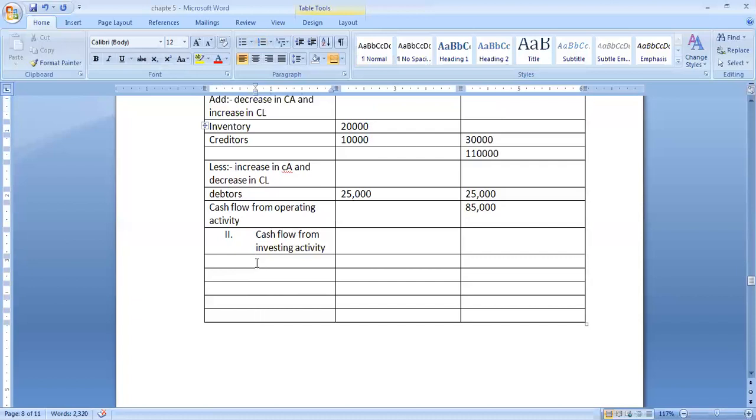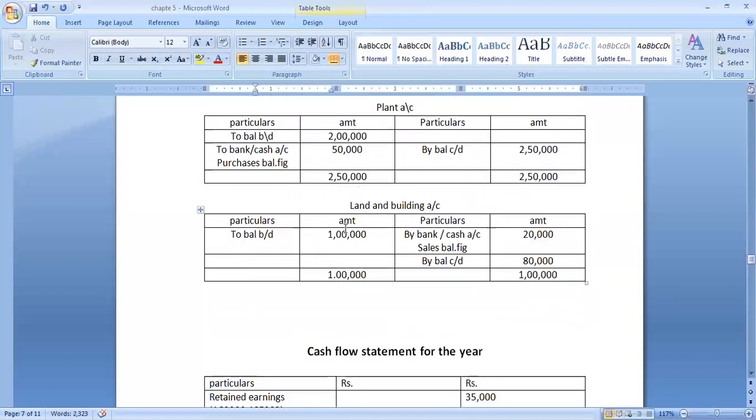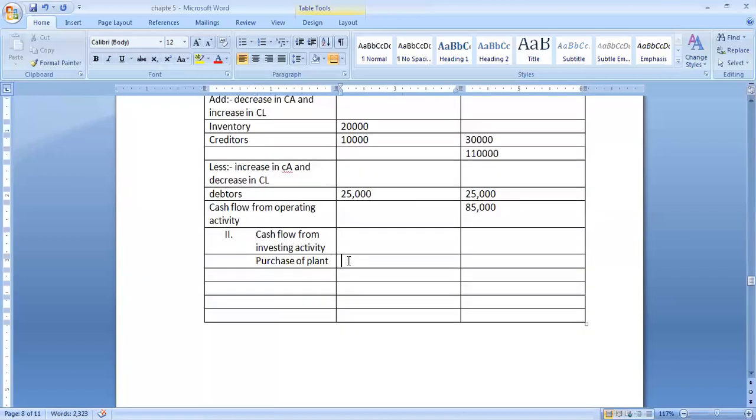So make sure that you are taking the purchases and the sales information. There is in the question a purchase of plant which we have already calculated in the respective plant account. So what is the value of plant account purchases that you got? It is 50,000. So make it as purchase of plant as 50,000. Whenever any asset is purchased, there will be an outflow of cash. So any kind of purchases indicating the outflow of cash has to be reduced. So write it in the bracket.